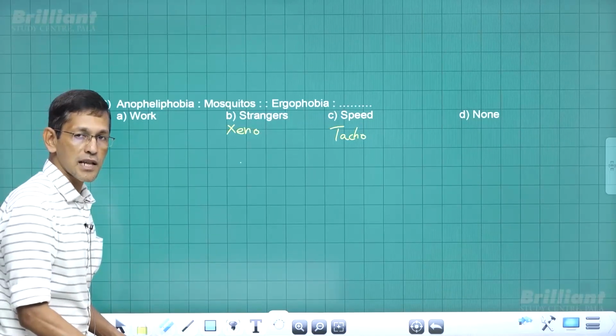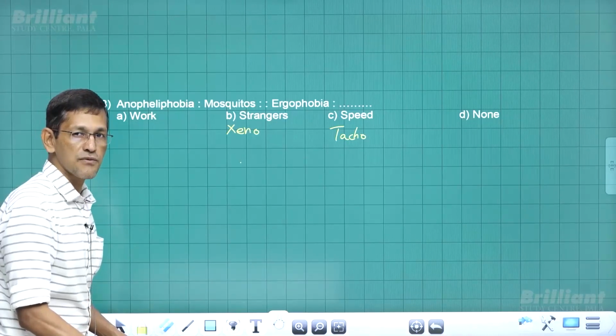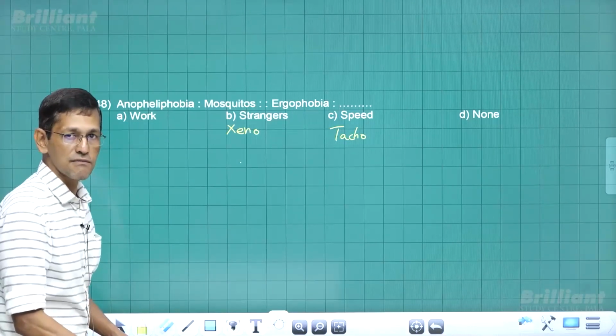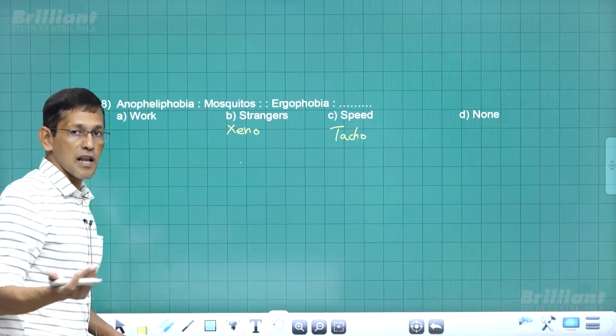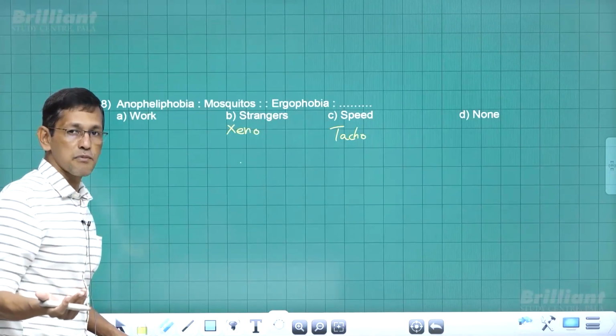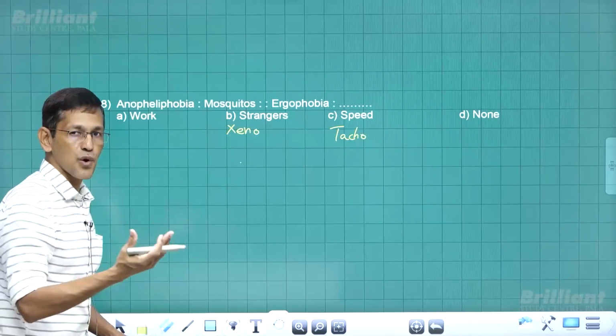Have you ever heard that one Malayalam movie line, where it says I'm just looking to get a job to take a leave? That is the same thing here. The people having ergophobia may like to have a job, but they don't like to work. That is called ergophobia, an irrational fear of work.